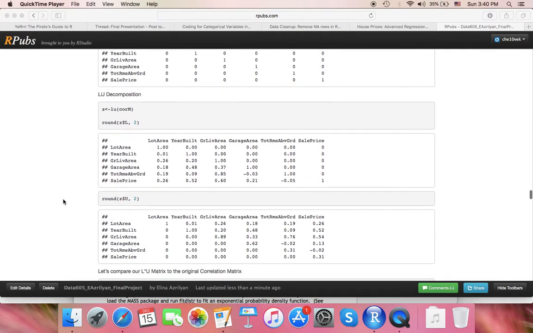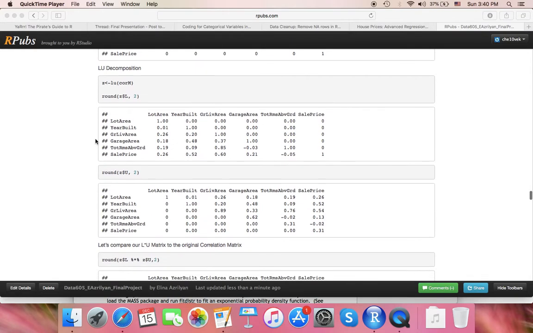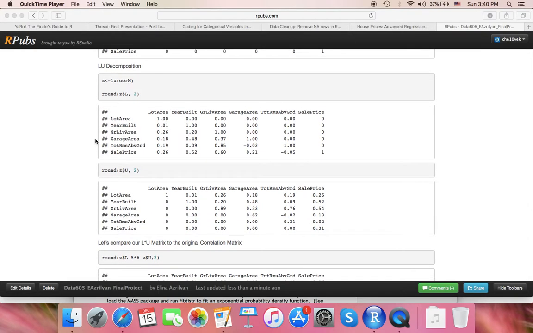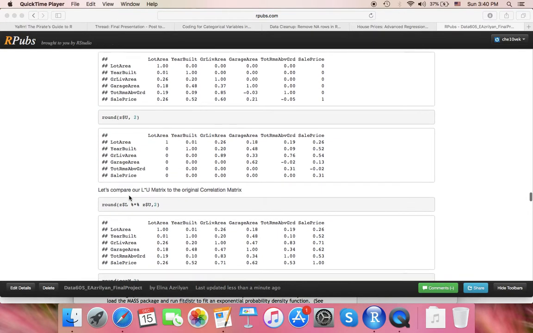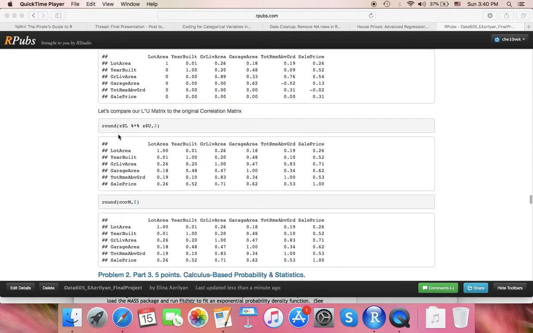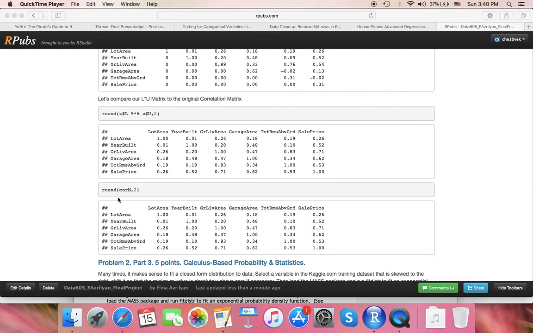And then for LU decomposition, I used the LU function in one of the packages. So here's the L matrix and the U matrix. And then just to validate, I multiplied the L and U matrices and compared that to our original correlation matrix. And as you can see, they're identical.